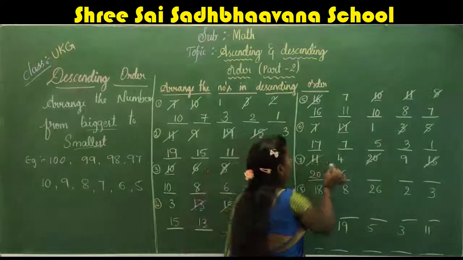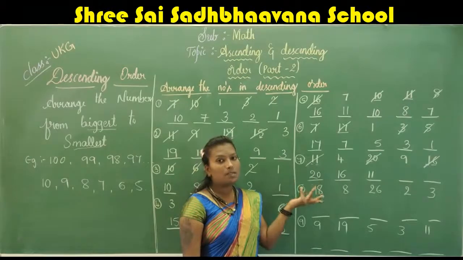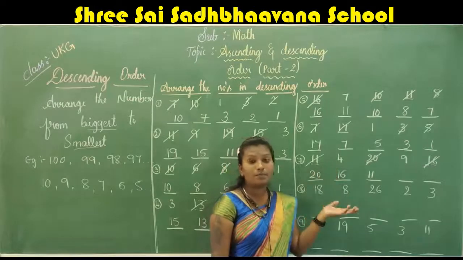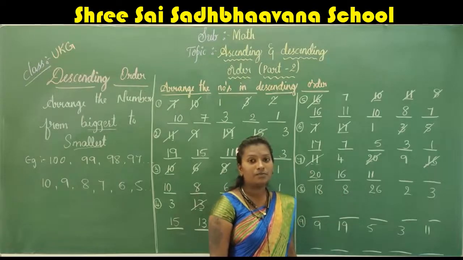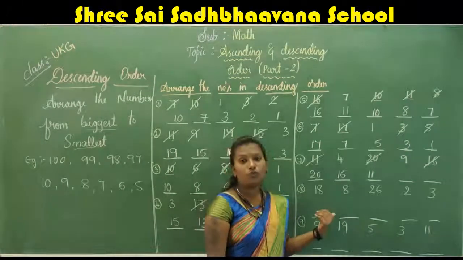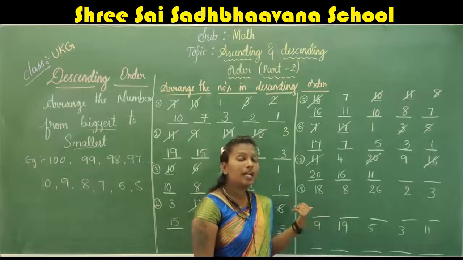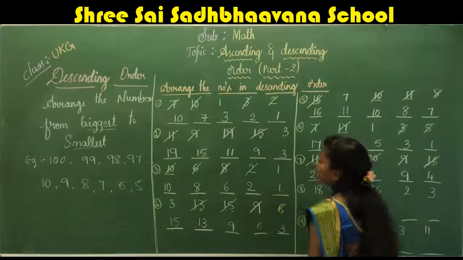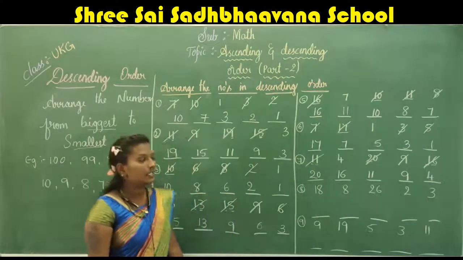Next, number 11, because there are no other 2-digit numbers. That's why this is the biggest number. Next, 4 and 9. Now we have to think whether 4 is the biggest number or 9 is. Which is the biggest number here, 4 or 9, children? Yes, number 9 is bigger than number 4. So we write number 9 in the fourth place and last number 4, because 4 is the smallest number in that line.